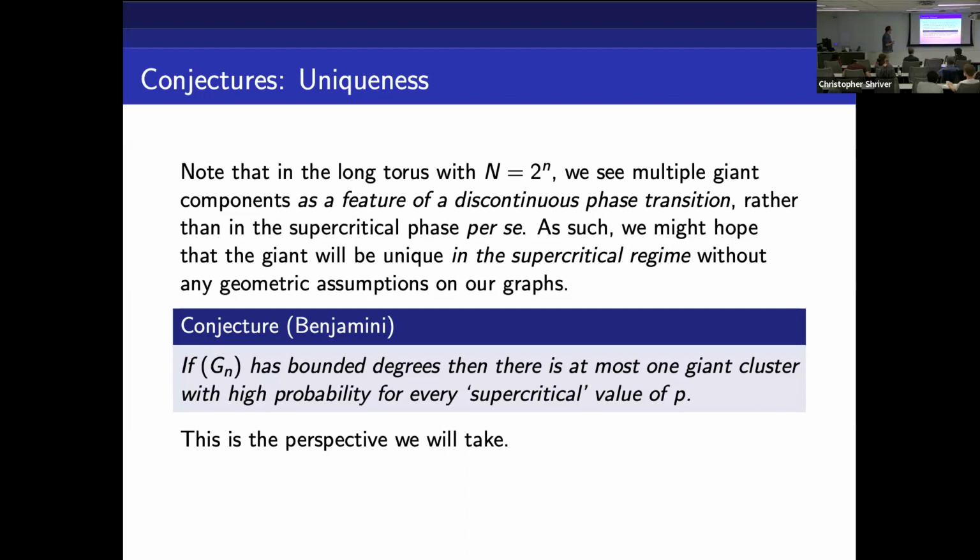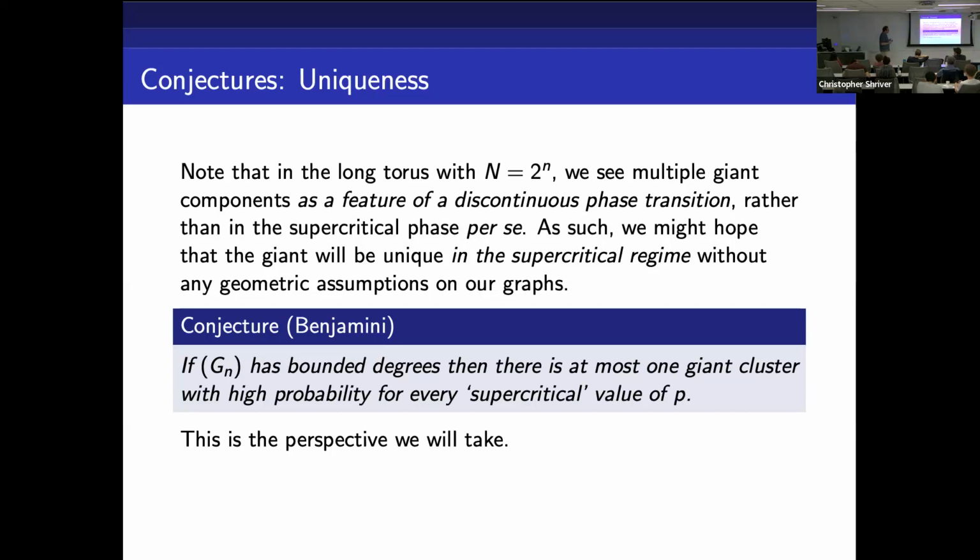I stated this other conjecture that if you have diameter of little o of volume over log volume, you should get uniqueness of the giant cluster. This is actually not the approach that we took in our work. Instead, we looked at a different conjecture of Itai. In this long torus example, where we got multiple giant clusters, we got them at the point of phase transition. It was a discontinuous phase transition where multiple giants all emerge. But if I go above that point to a larger value of p, they'll all merge together and I will have a unique giant.